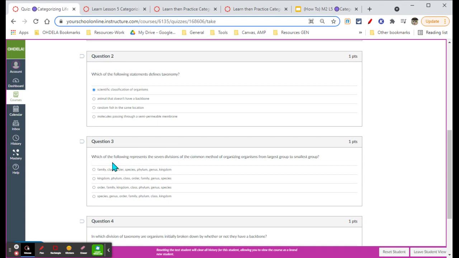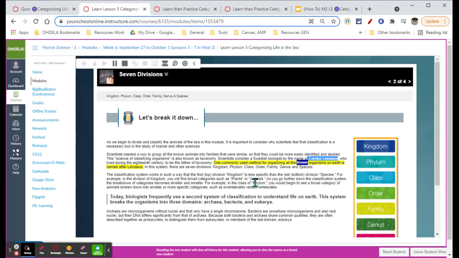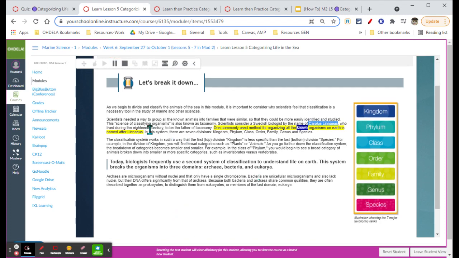Number 3 says, which of the following represents the 7 divisions of the common method of organizing organisms from the largest group to the smallest group? From the largest to the smallest. So we can go back to our lesson. It says, starting here, in the system, there are 7 divisions: kingdom, phylum, class, order, family, genus, and species.